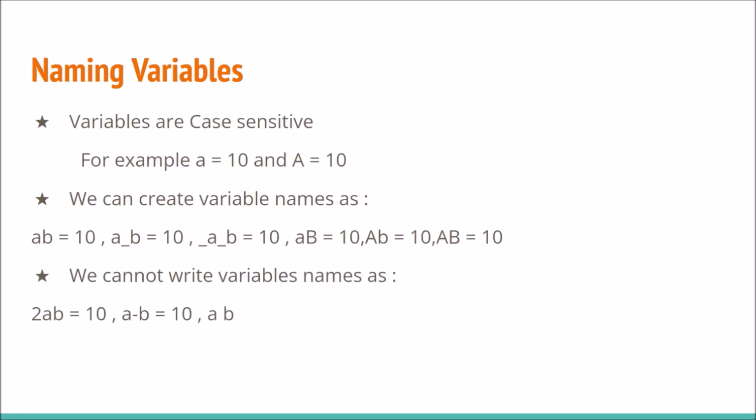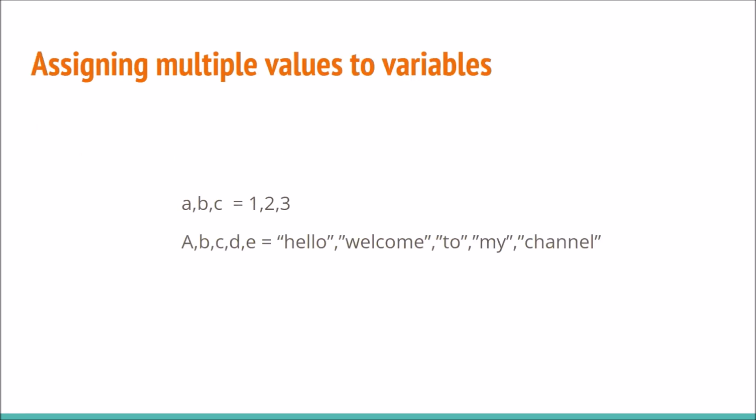Naming variables in Python. In Python, variables are case sensitive. For example, small a = 10 and capital A = 10 are two different variables. Legal names for variables include ab = 10, a_b = 10, _a_b = 10, aB = 10, Ab = 10, and AB = 10. Illegal names for variables include 2ab = 10, a-b = 10, and a b = 10.